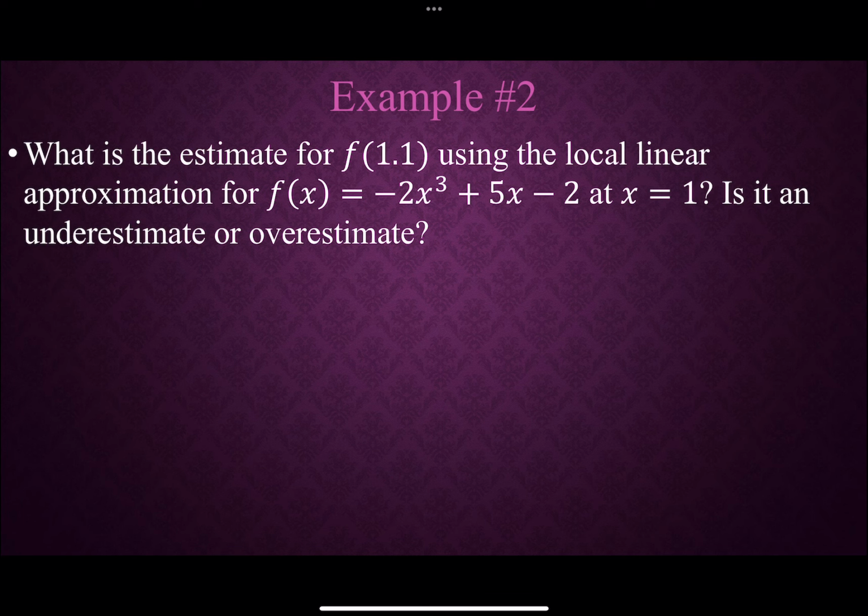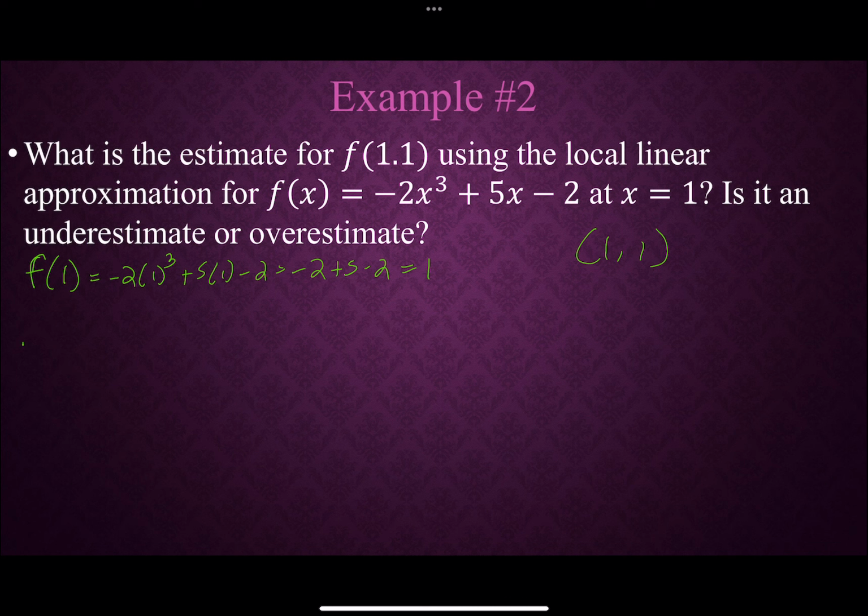All right, so here they want to know what is the estimate for f of 1.1 using the local linear approximation for f of x, given negative 2x cubed plus 5x minus 2, at x equals 1. So we don't have our coordinate point yet, so we have to find that. So we've got to find f of 1. f of 1 would be negative 2 times 1 cubed plus 5 times 1 minus 2. So it would be negative 2 plus 5 minus 2, which is 1. So our point is (1, 1).